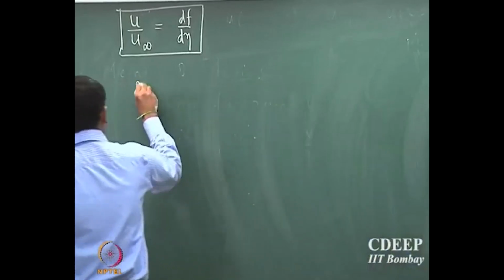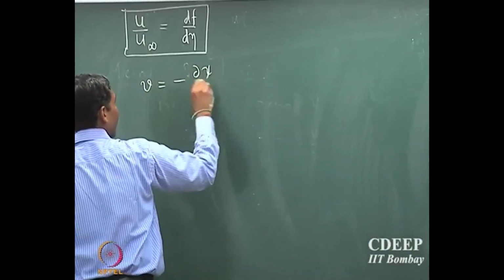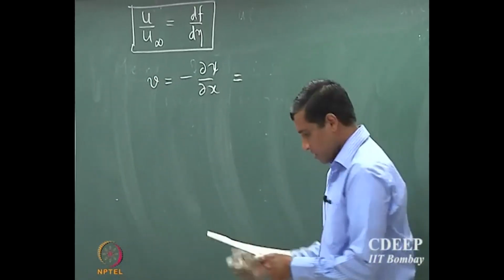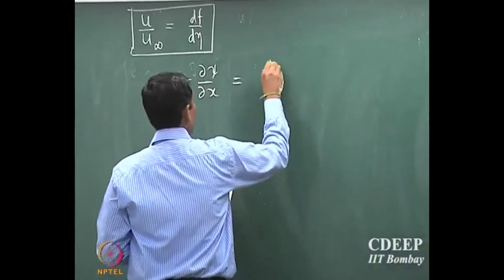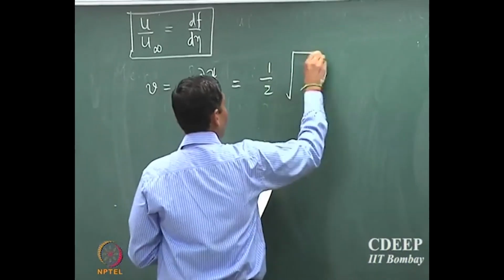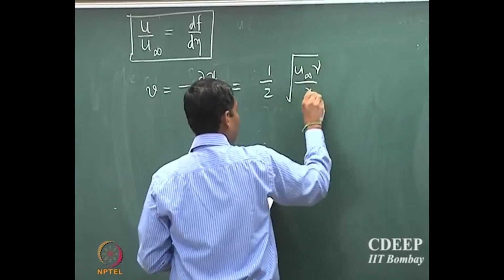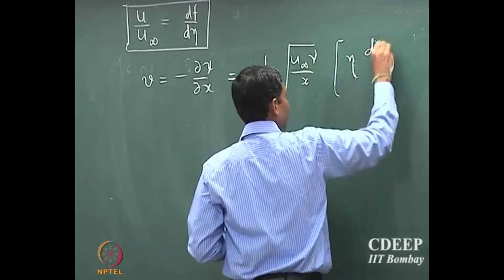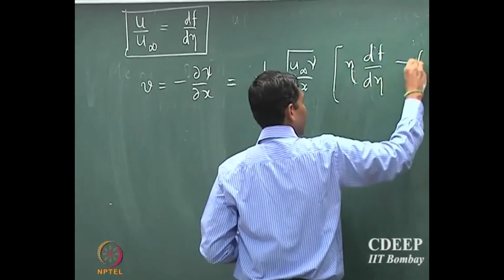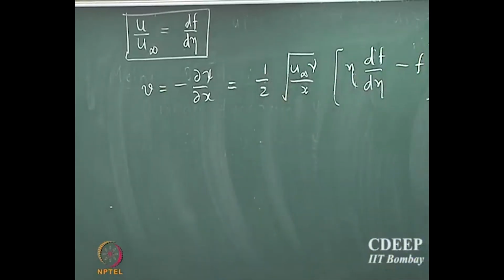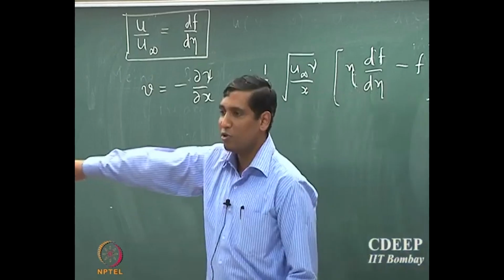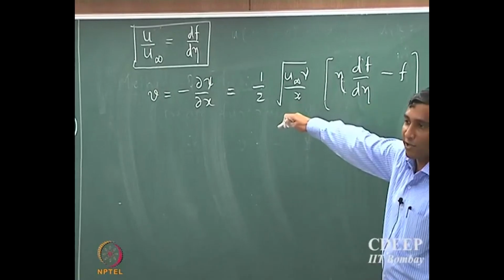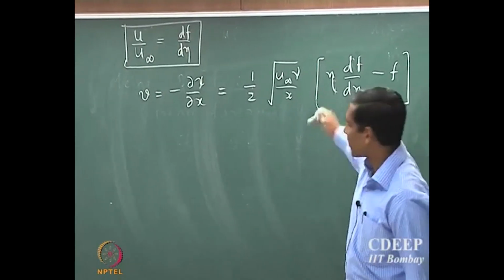Then we need to find v. V is minus d psi by dx, okay, and you can do all the chain rule business. So I'm not going to do the chain rule here. So that will be half square root of u infinity nu by x multiplied by eta df by d eta minus f. Okay. So I would like all of you to do the chain rule and convince yourself that this is the correct expression for v in terms of the stream function. It's not very hard, it's just a couple of minute exercise.